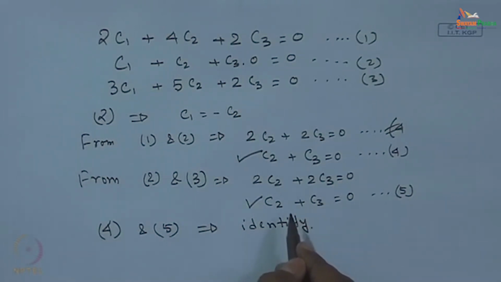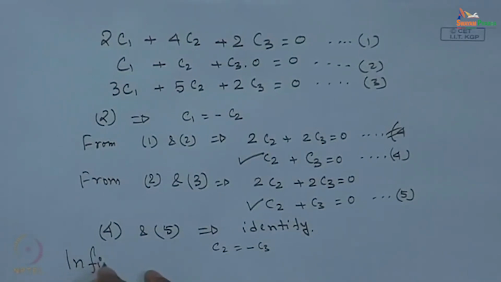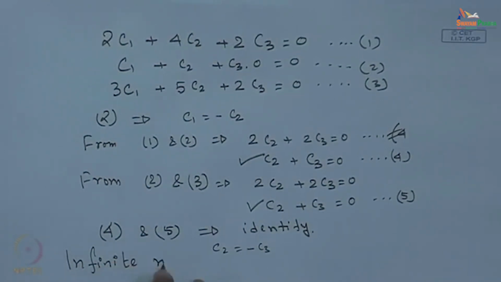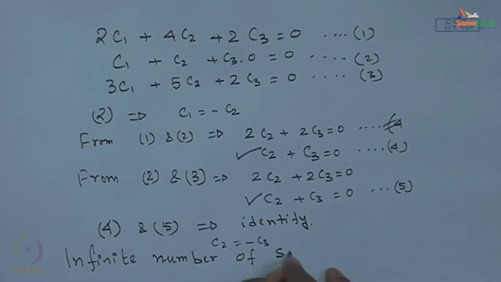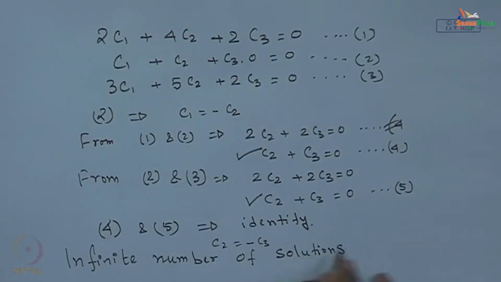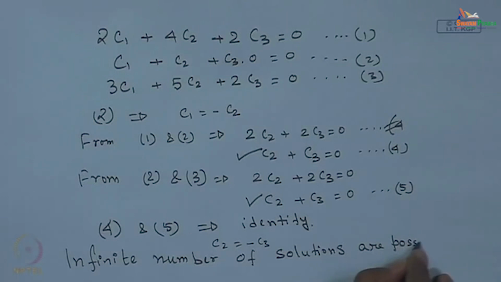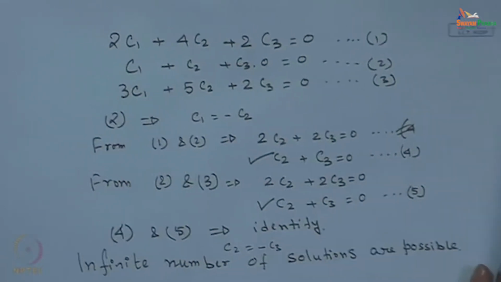Now, the solution is C2 equals minus C3, and there will be an infinite number of solutions in this system. There will be no definite unique answer. So, an infinite number of solutions are possible, and therefore this set of vectors is a dependent set of vectors; they are no longer independent.